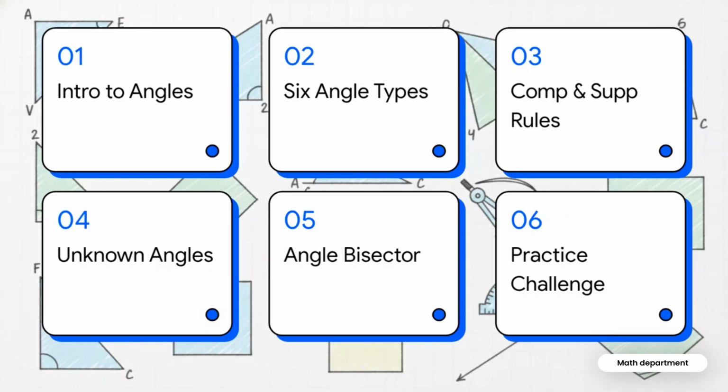Here's our lesson plan for today. We'll start with an introduction to angles, move through the 6 angle types, and then unpack the complementary and supplementary rules. From there, we'll level up by solving for unknown angles, learn how to use the angle bisector, and finish the whole thing off with a final practice challenge to test out your new skills.